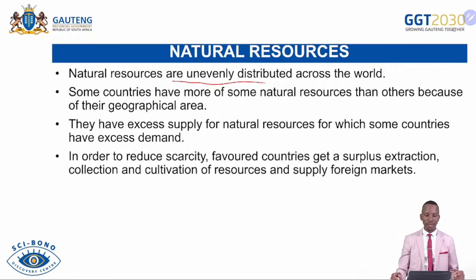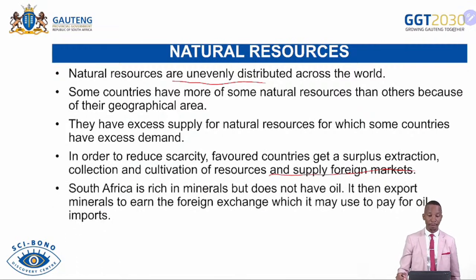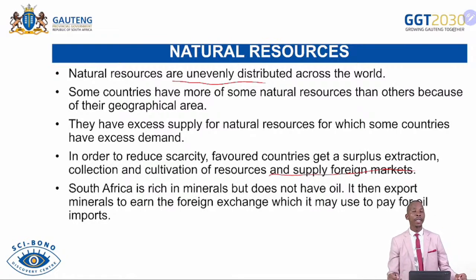So in order to reduce scarcity, favored countries get a surplus extraction, collection, and cultivation of resources and supply it in the foreign market. So those with the surplus production will always supply those with less production in the international market. So South Africa is rich in minerals but does not have oil. So what does it do? It then exports minerals to earn foreign exchange, which may be used to pay for oil imports.